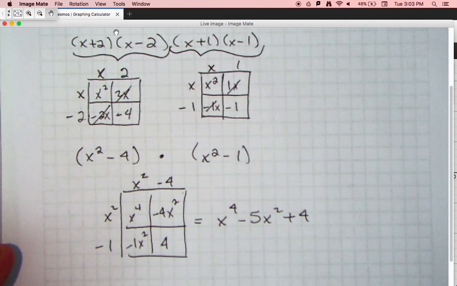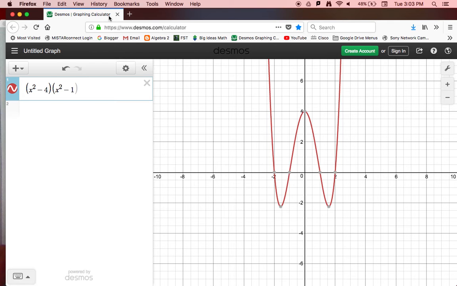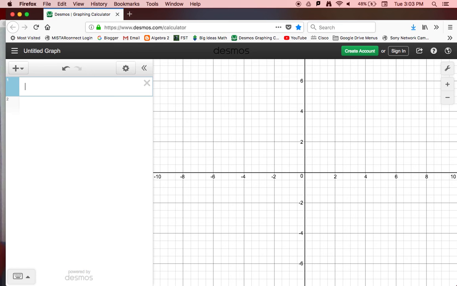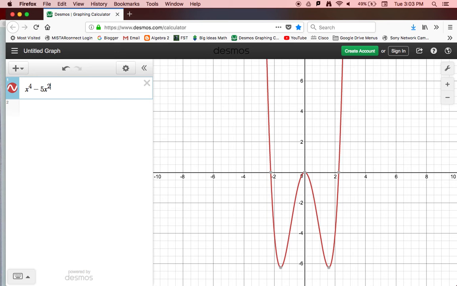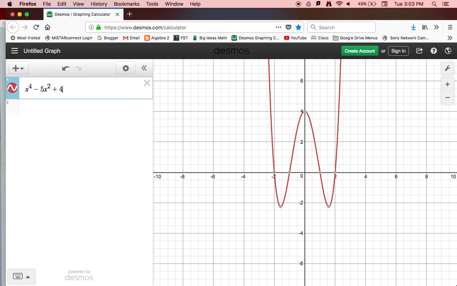Just for giggles, I want to check that and make sure that it matches. Oop, ignore that. So let's see what we get. We get x to the 4th minus 5x to the second, looking about the same, plus 4. And you can see, look at my zeros: -2, -1, 1, and 2.